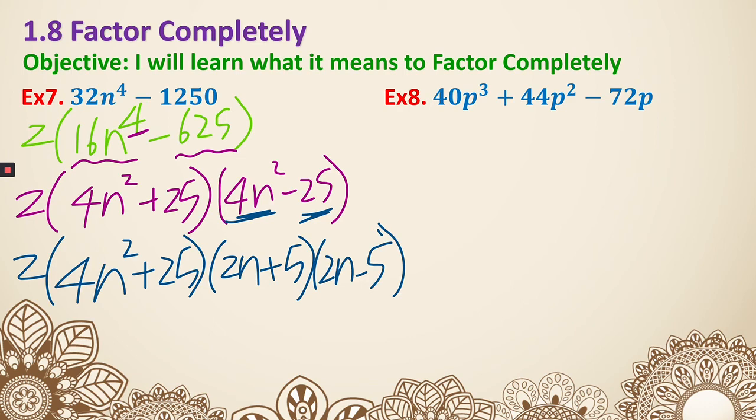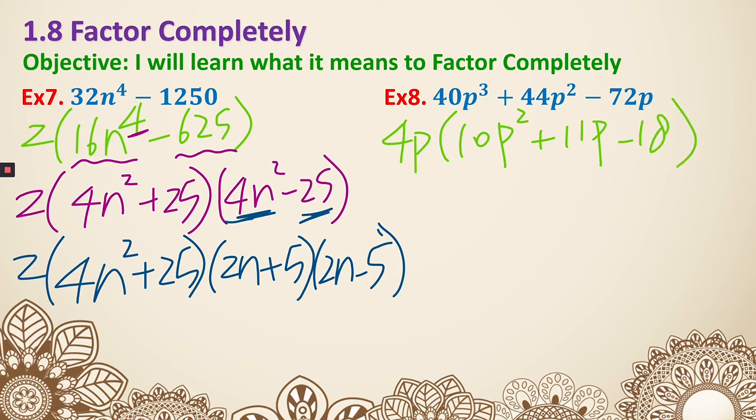Last one, example 8. The first thing I see is GCF. So 40, 44, and 72, they at least share a 4. Then also, they all at least have a p. So I'm going to take that out and see what's left. 10p squared plus 11p minus 18.